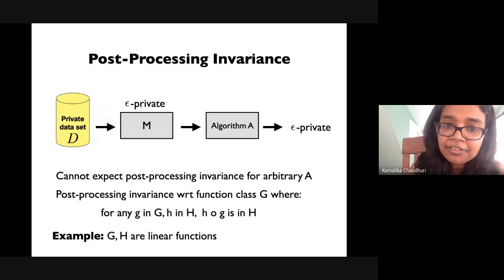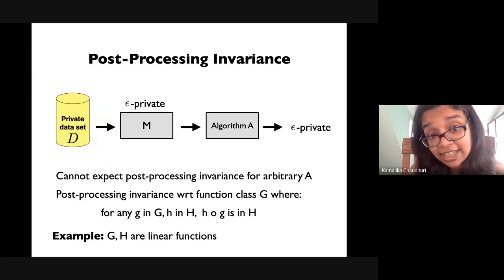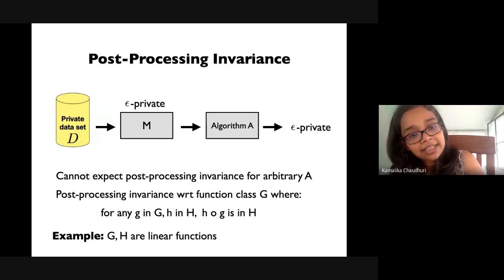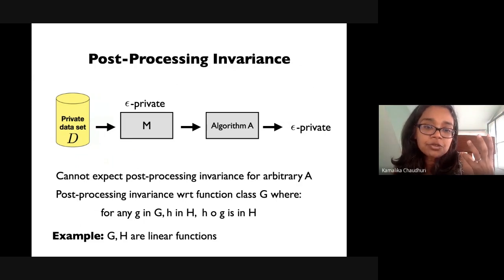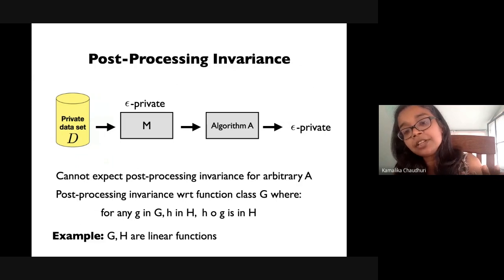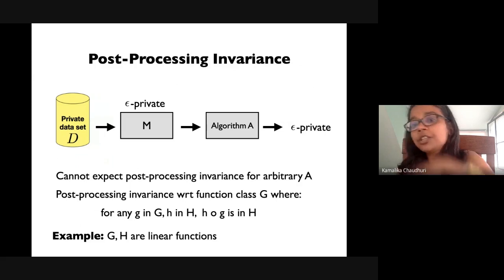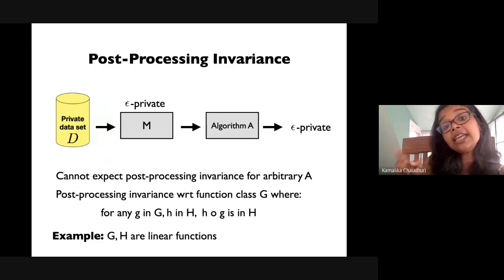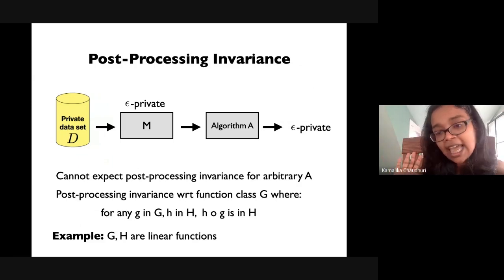The second definition that we talked about was post-processing invariance, and it's actually a very useful property. Post-processing invariance means you have a private data set. Then you have some mechanism which is epsilon differentially private. It releases something, and then you post-process it. The important thing here is that you don't go back to the private D. You just post-process it in whatever way you please, and the result would be epsilon private.